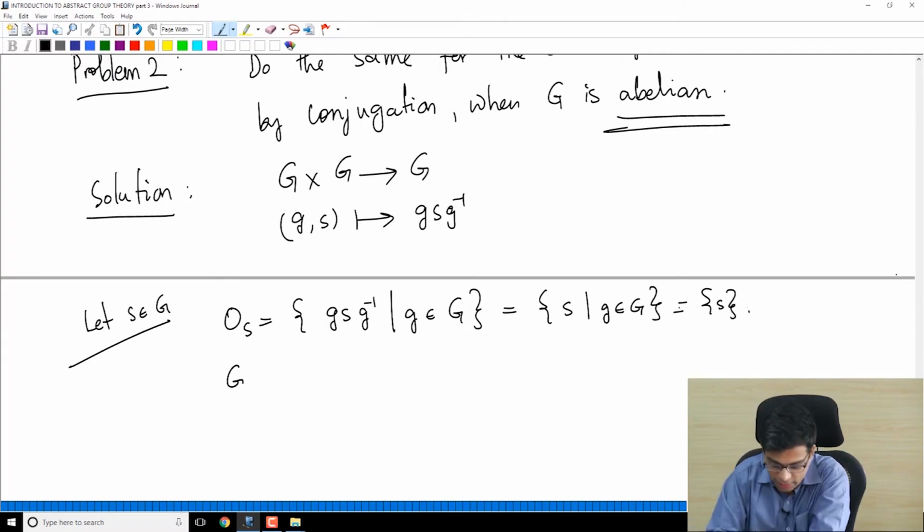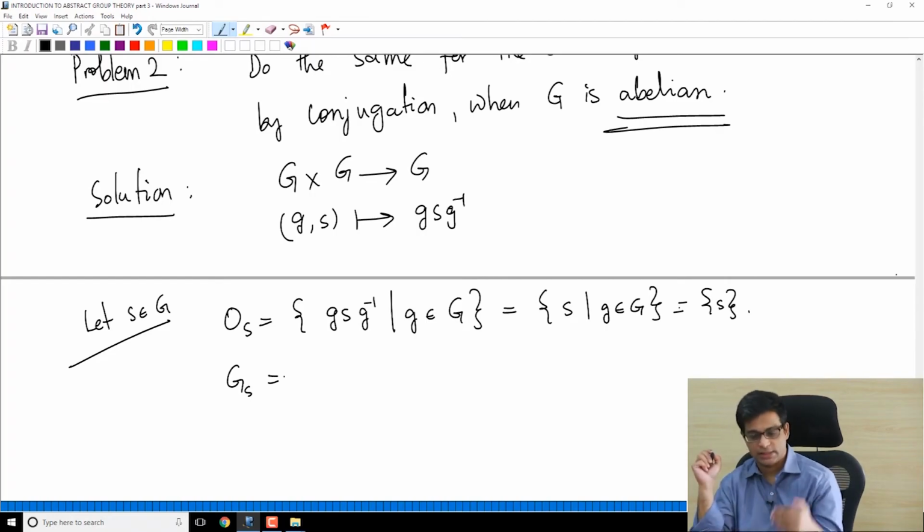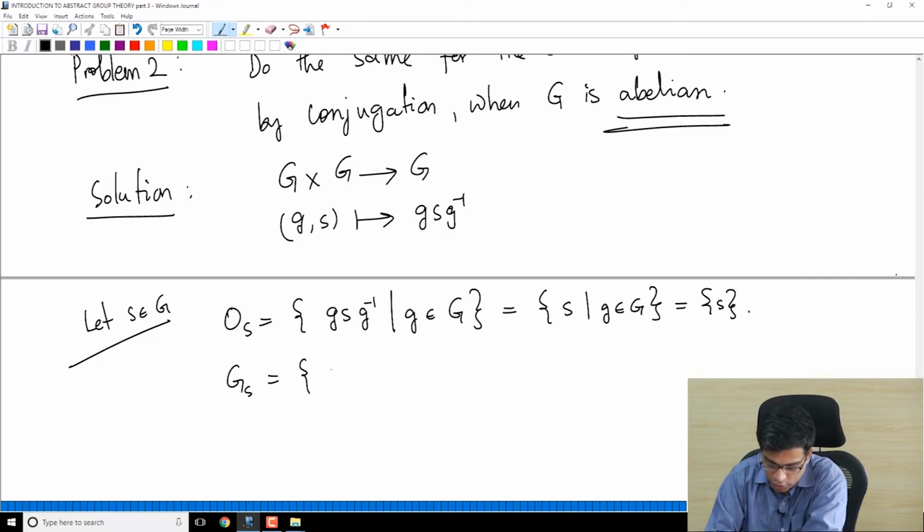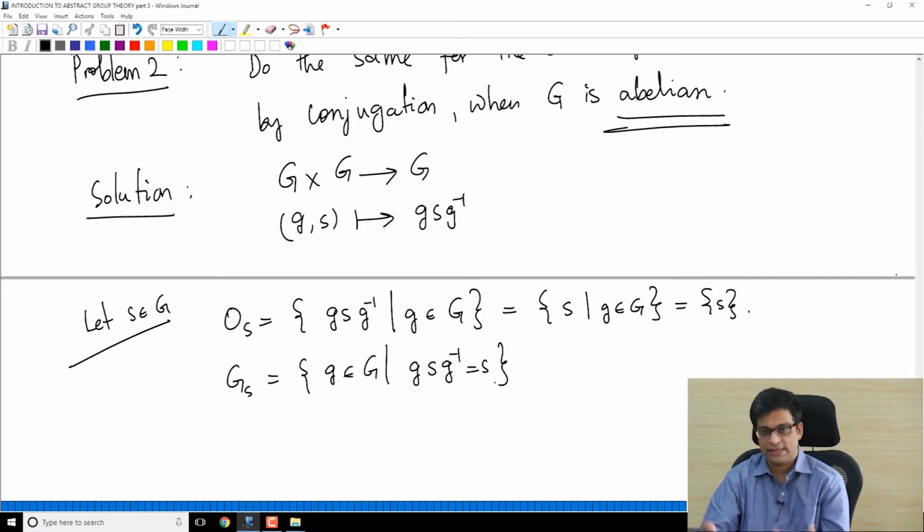Right? And what is a stabilizer? So here the reverse happens as opposed to the previous example problem. Here the orbit is very small. Orbit is as small as it can be. It only consists of that element. On the other hand, what is the stabilizer? This is g in G such that g s g inverse is s. Right? Things that fix s.